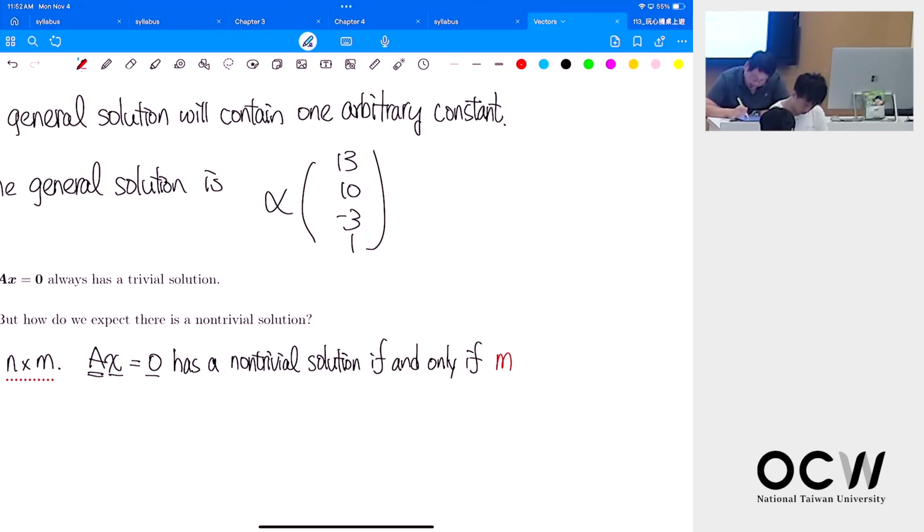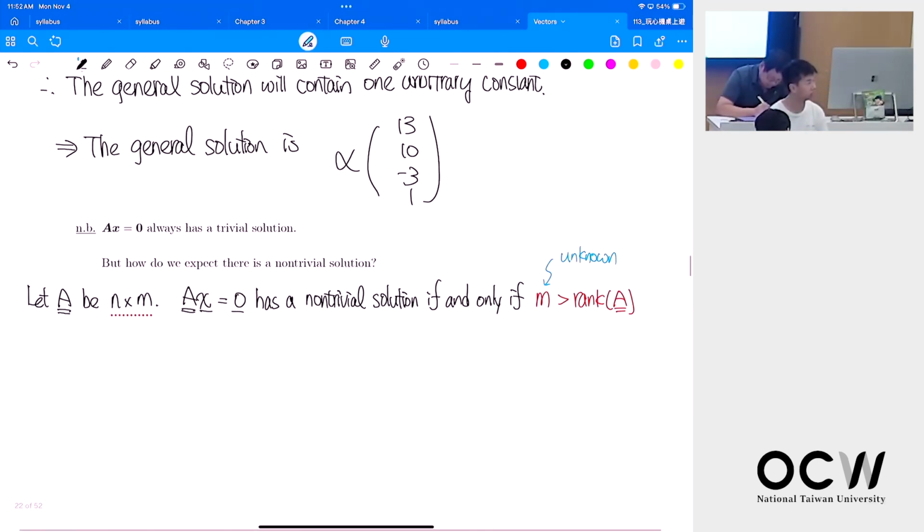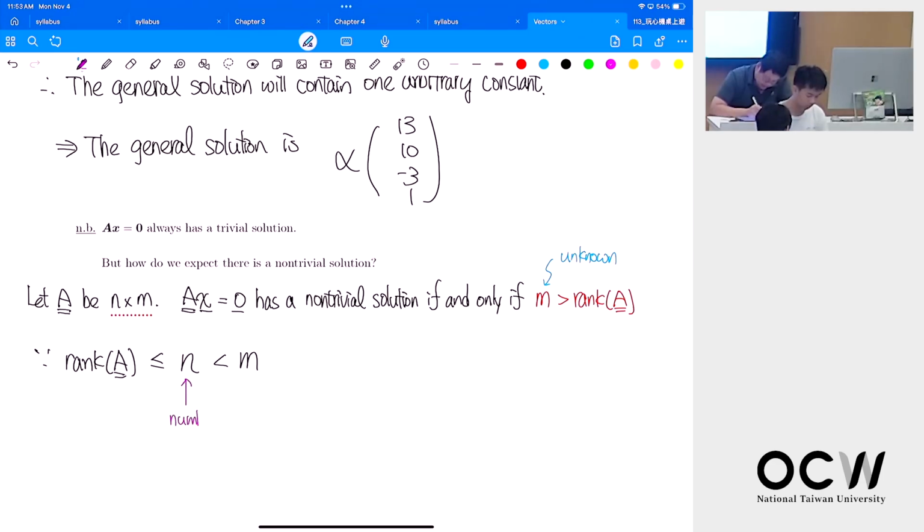for the n by m matrix, you can always think of it as equations by unknowns. So if the unknowns are greater than the rank, think about that, this is unknown. If the unknowns are greater than the rank, then definitely we have a non-trivial solution, because the rank A should be less than or equal to n. As I say, n is the number of equations. The number of equations will be less than the number of unknowns. And m is the number of unknowns.